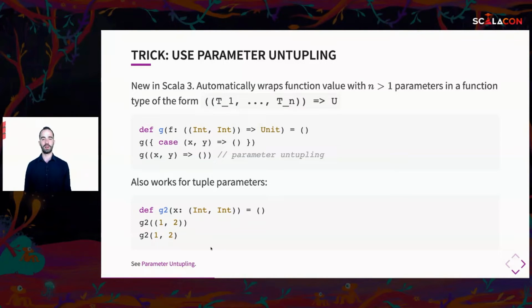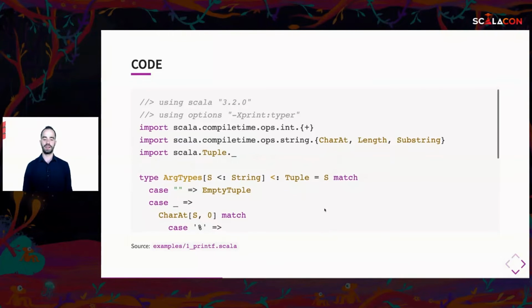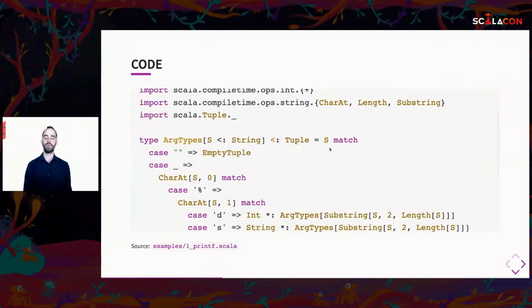We will use that to write our printf function. So now we know that we will have an argtype here that will be a type that is a subtype of a tuple. Okay, so now what should I write here? That's the question. So I'm going to show you the code directly and go through it. So here is the answer. What I'm gonna use here is a match type. It's the equivalent of a match expression, but at the type level.